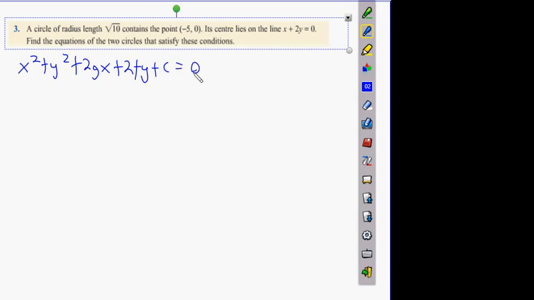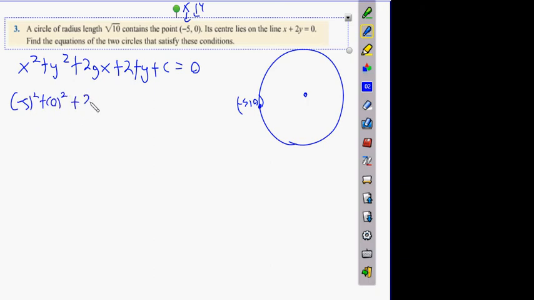I make one equation using x = -5, y = 0. This is because this circle contains the point (-5, 0). So therefore this point satisfies this equation. So what we're going to get is (-5)² + 0² + 2g(-5) + 2f(0) + c = 0. We're going to get -10g + c = -25. Equation 1 is created. Okay?